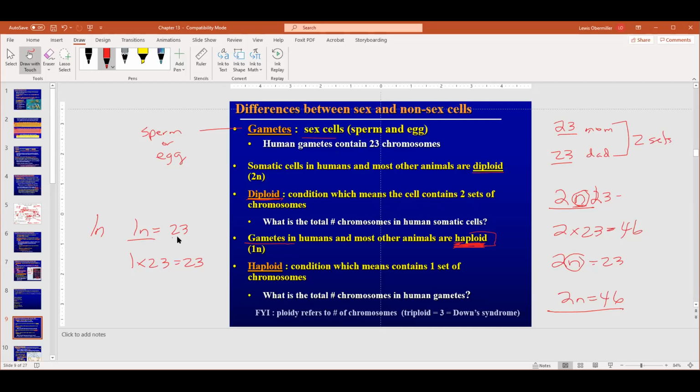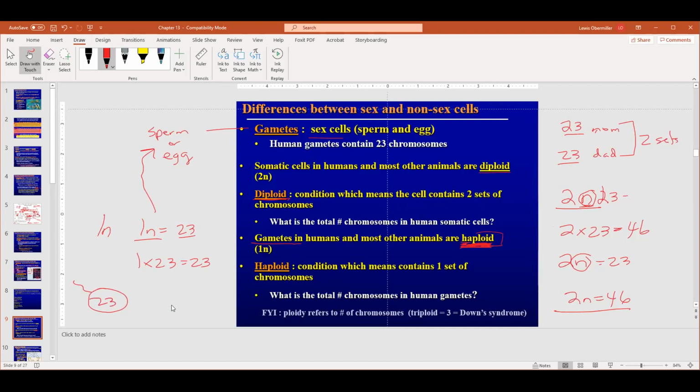So our 1n is 23, and this is what we would have in a sperm or egg, right? Because we want the sperm to have 23 and the egg to have 23. So when they fuse together, they make a fertilized egg that has 46 total, which is the normal number. So, I might ask you, how many chromosomes in a human gamete? The answer should be 23, right? Because it's haploid. It's 1n.